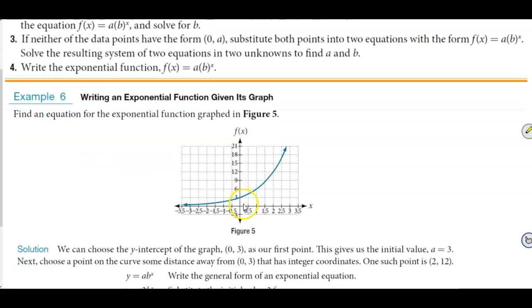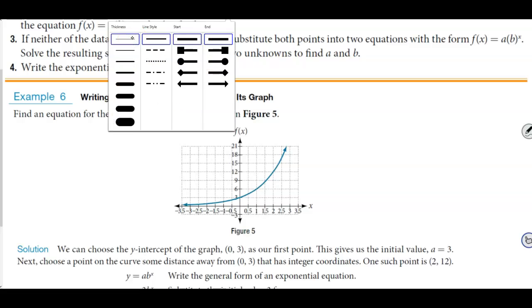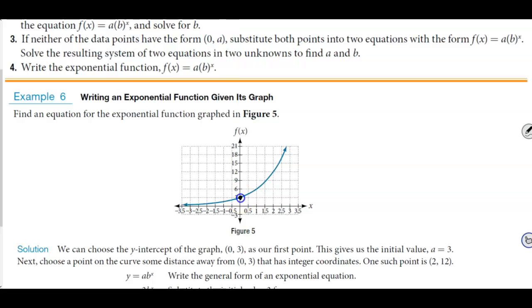So in example number 6, we want to find an equation for the exponential function that's graphed in this figure. The first thing we need to do is find out if there is a point on this graph where it crosses the y-axis. Well, there certainly is, and that point is right there, which is (0, 3). So far we have an ordered pair that gives us (0, 3).